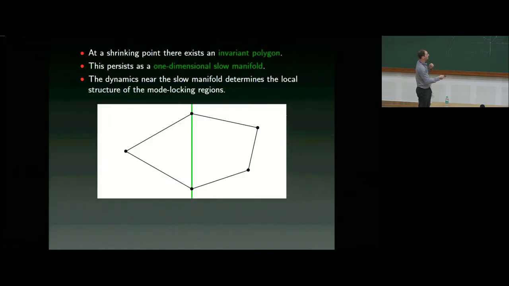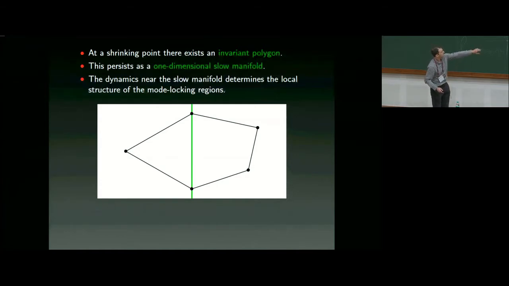Okay, so at a shrinking point, you've got a periodic solution with 2 points on the switching manifold. If you join up these points with line segments, you get a loop, which is a polygon. And what's interesting is that this polygon is invariant. You start at any point on the polygon, iterate the map, you stay on the polygon. And as you choose parameters to move away from the shrinking point, then the polygon breaks up, but it persists as a one-dimensional slow manifold.